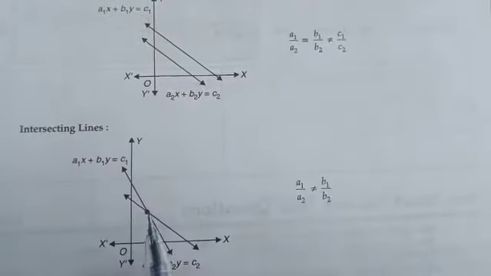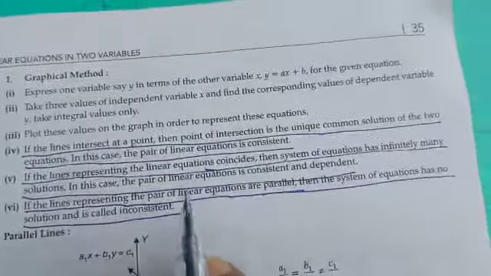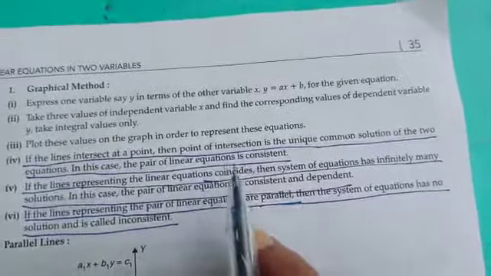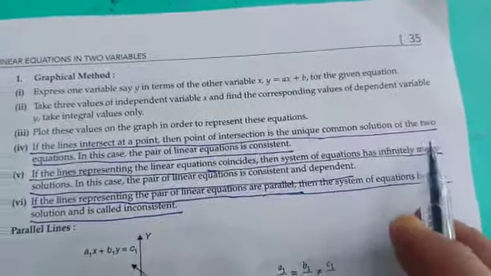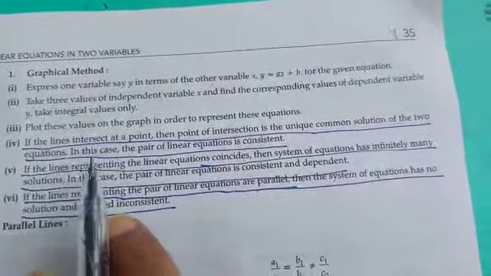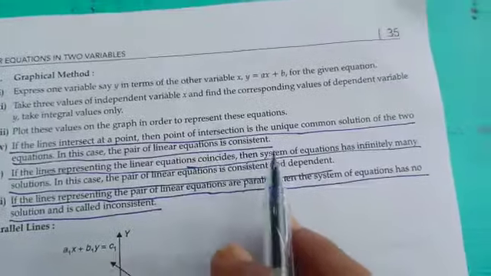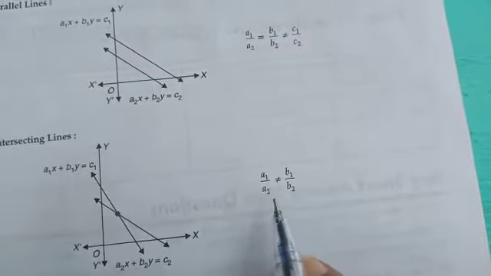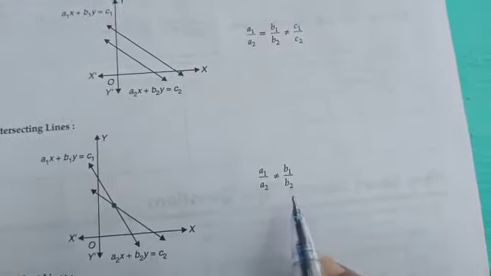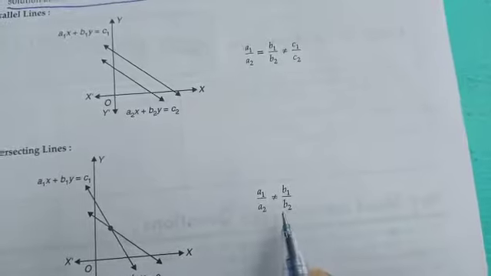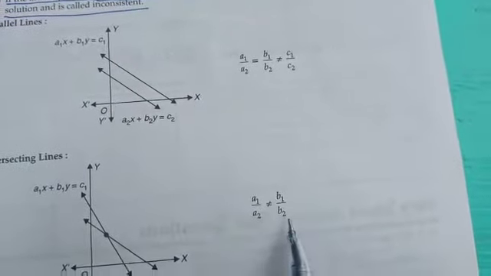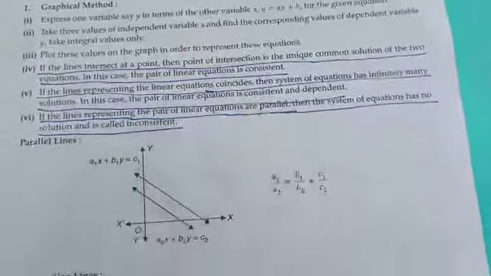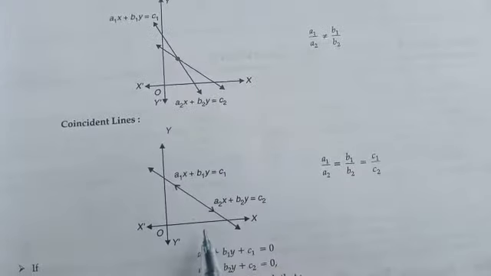Then the next one is intersecting lines. If we are getting intersecting lines, then the point of intersection gives the unique common solution for the two equations. In this case, the pair of linear equations is consistent. Then in this case, a1 by a2 is not equal to b1 by b2, and we will have this unique common solution.